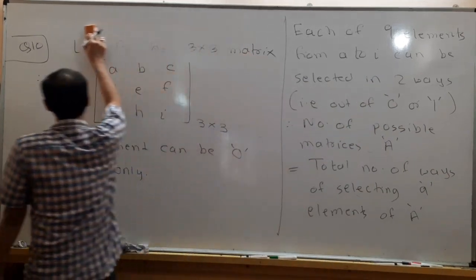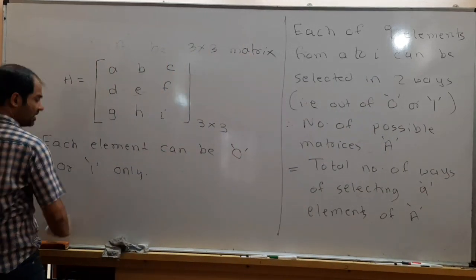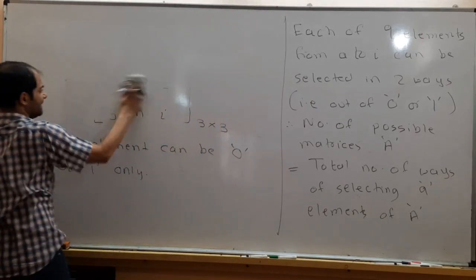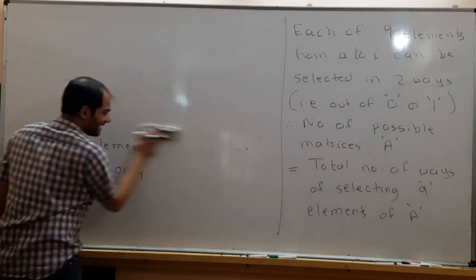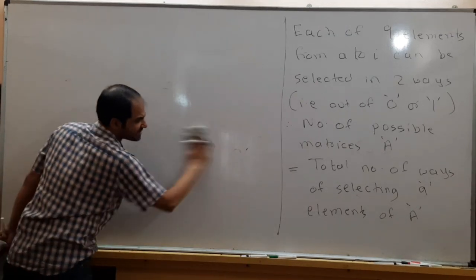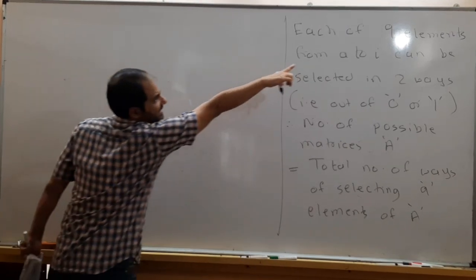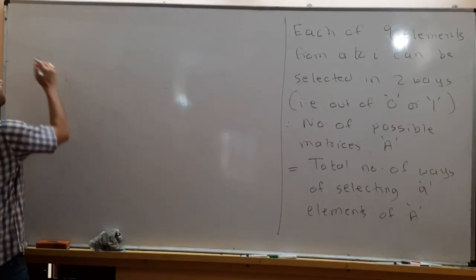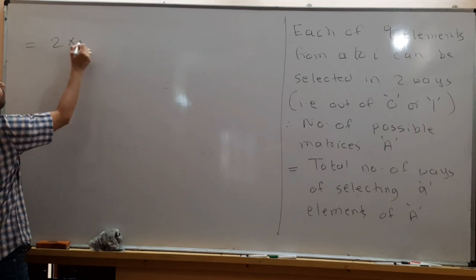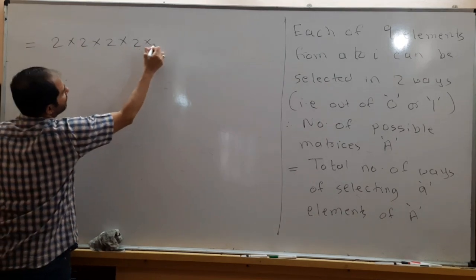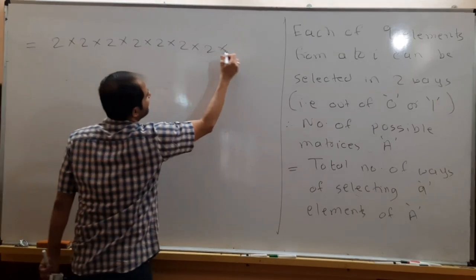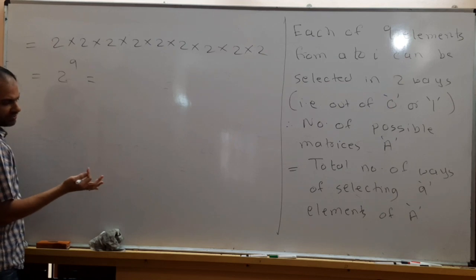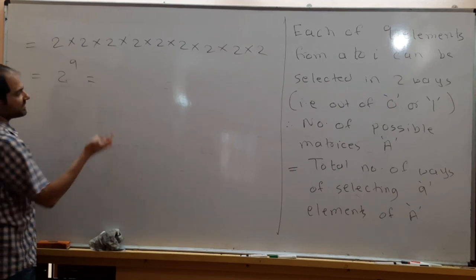Now, each element can be selected in 2 ways. So, small a can be selected in 2 ways, B can be selected in 2 ways, C can be selected in 2 ways, D, E, F, G, H, I. Each of the 9 elements can be selected in 2 ways. So, total number of ways of selecting the 9 elements of A will be equal to 2 into 2 into 2, 3, 4, 5, 6, 7, 8, 9. So that turns out to be 2 raised to 9. So it is 2 to the 4, 8, 16, 32, 64, 128, 256, 512.